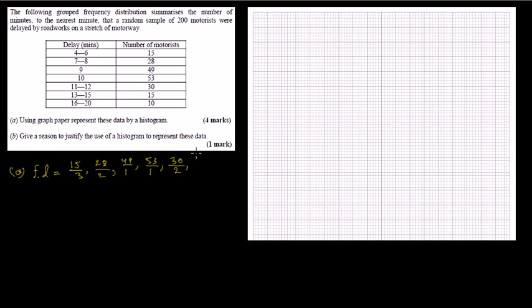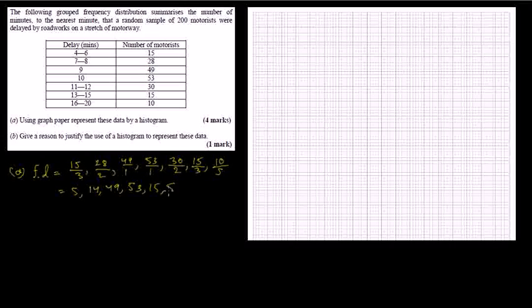Then we have 15. 15 minus 13 is 2, plus 1 is 3. And then we have 10. 20 minus 16 is 4, plus 1 is 5. So this is going to be 15 by 3 is 5. 28 by 2 is 14. 49 by 1 is 49. 53 by 1 is 53.